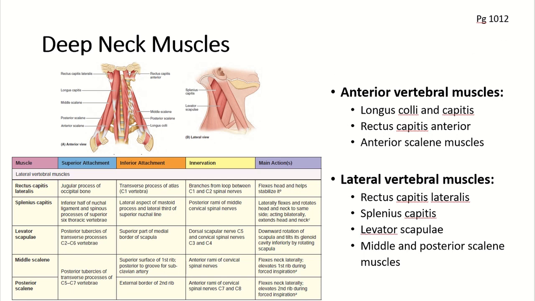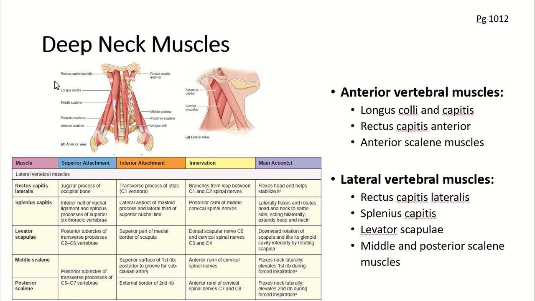In addition to that, we have the splenius capitis, which goes from the inferior part of the nuchal ligament up here, close to the ear. You can also see it on this view here. Oh, sorry, I pointed to the wrong one. You can only see it on this view. And that goes down to the superior part of the medial border of the scapula, and that is there for downward rotation of the scapula and also tilting of the glenoid cavity.